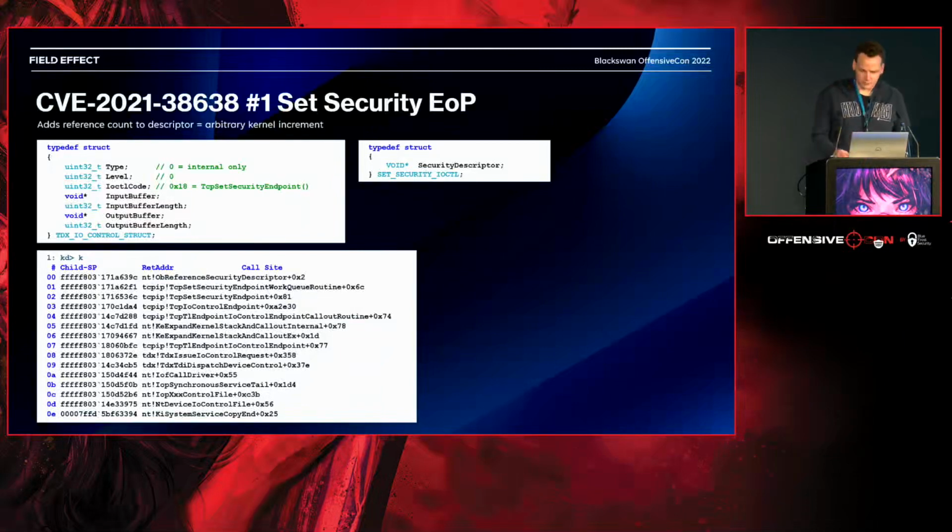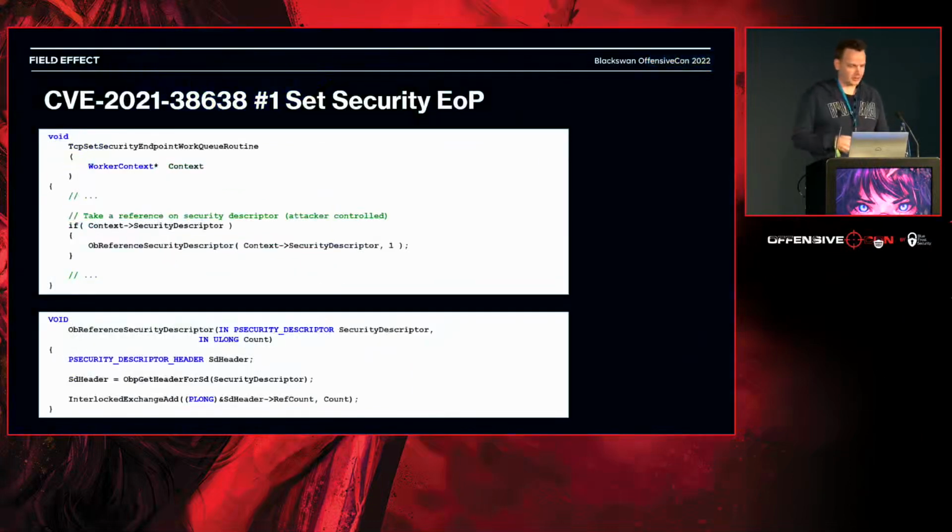There's probably multiple ways to approach this, but it turned out the easiest way was right there as soon as I was looking at the code. It just takes the pointer from user mode and then calls this OB reference security descriptor on it. And if you look at that function, it just does a little bit of pointer math and then does an increment on that address. So this gives you an arbitrary increment of any address in the kernel. So that's, especially with an info leak, that should definitely be enough to win.